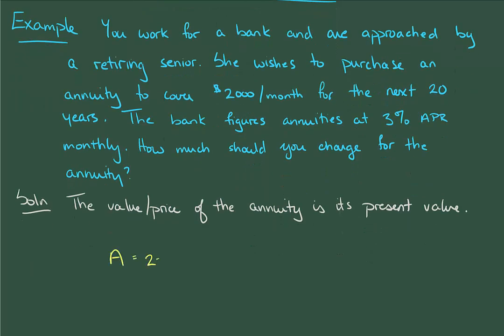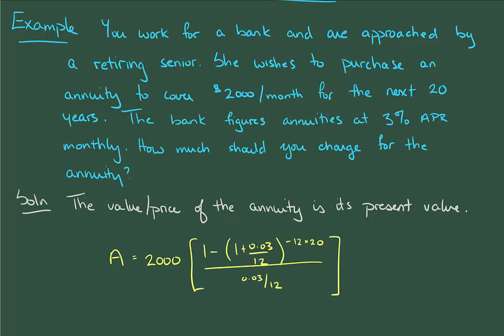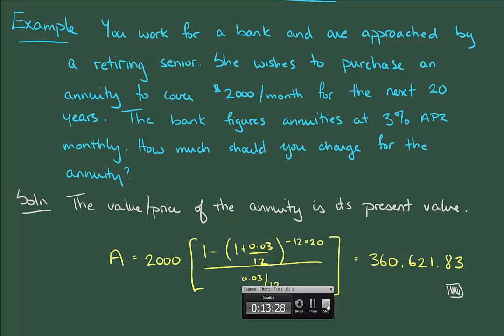So we'll throw everything into our formula using a term rate of 3% divided by 12, and over 12 times 20 equals 240 payments. If we do that, we get $360,621.83. And many of the applications that we had for future value also apply for the present value. You can go back and recompute the present value of bonds now using this present value of an annuity formula and see if it agrees with what you found previously.